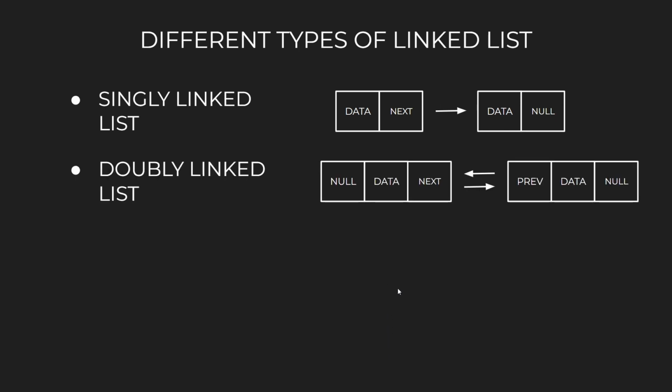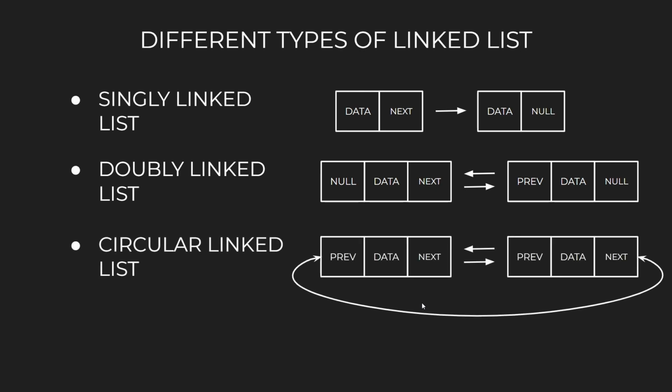Now, imagine a linked list that takes things up a notch, the doubly linked list. Each node has an additional reference to the previous node in a doubly linked list. This bidirectional connection enables traversal in both directions, offering more flexibility, but at the cost of increased memory usage. Lastly, we have the circular linked list. In a circular linked list, the last node's reference points back to the first node, creating a closed loop.